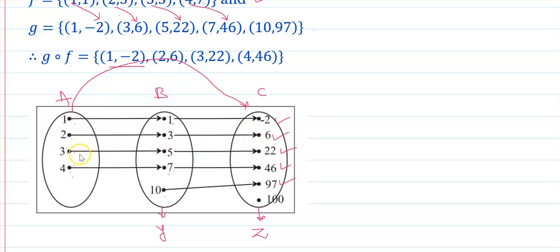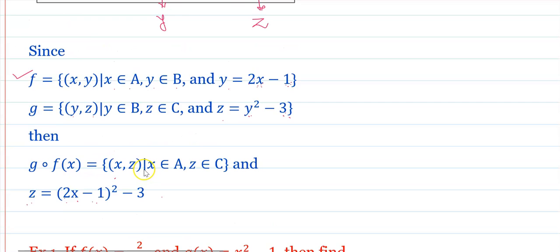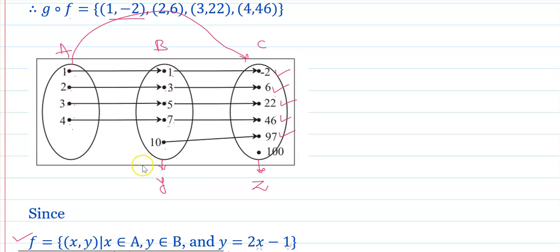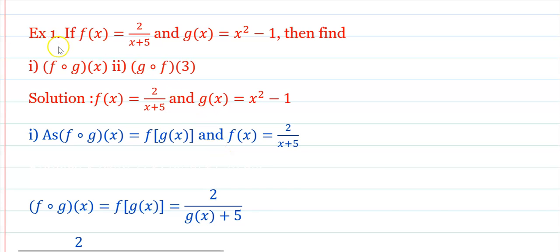Next, if I take x is equal to 3 and substitute here, that is 3 into 2, 6. 6 minus 1, 5. 5 squared is 25. 25 minus 3, that is 22. That is the image of 3, which is 22 under GOF. In this way, this is the rule. Now some examples.